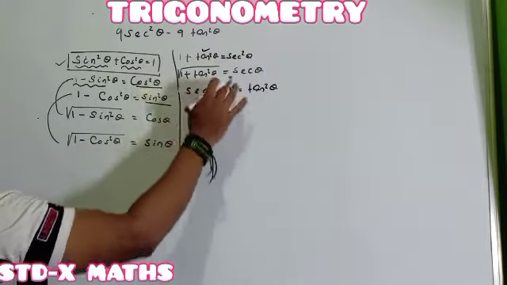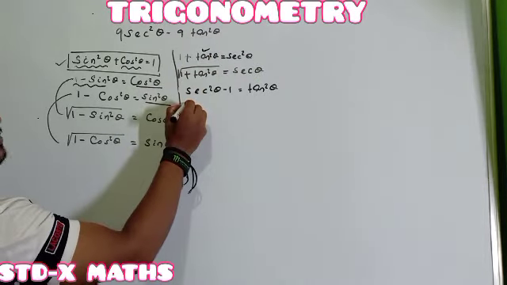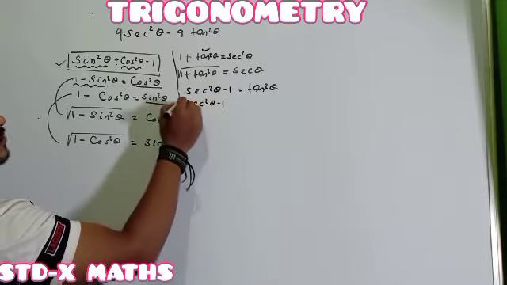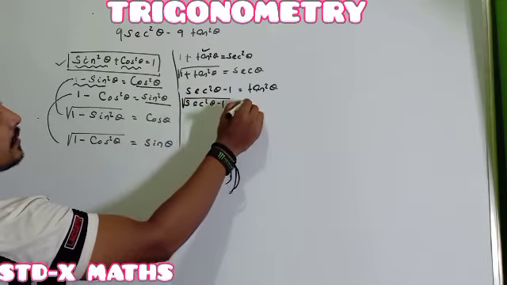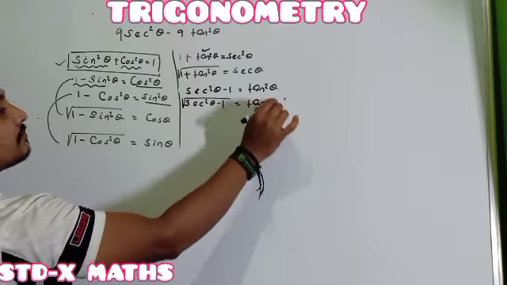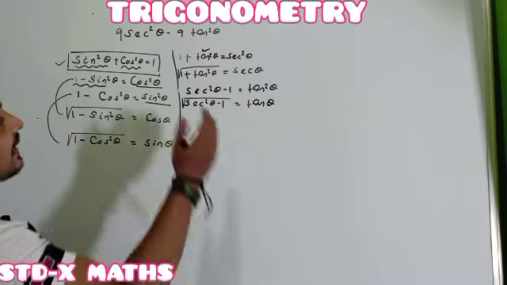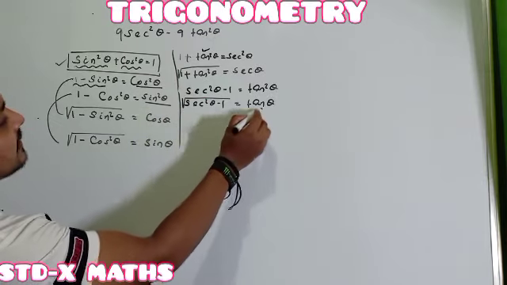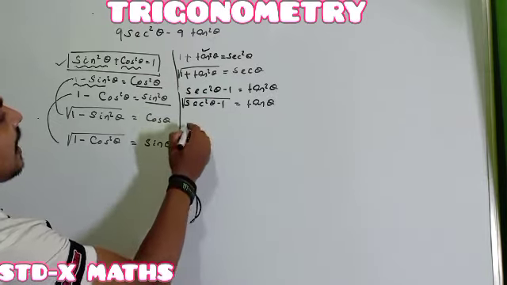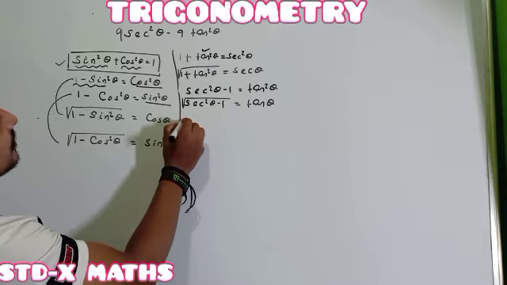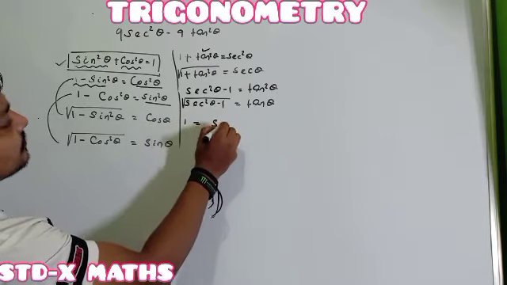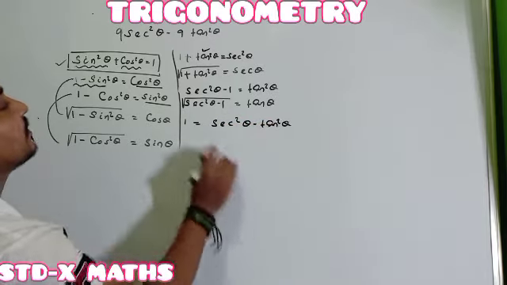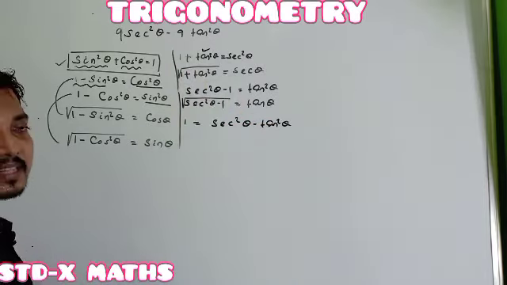Sec square theta minus 1 will be our tan square theta. So for only tan theta, it will be the root of sec square theta minus 1. Another thing to remember: 1 is equal to sec square theta minus tan square theta.